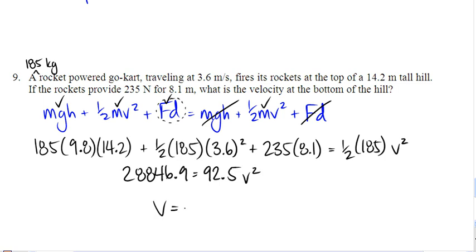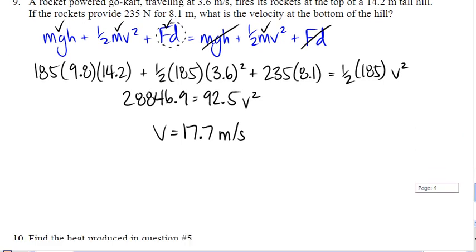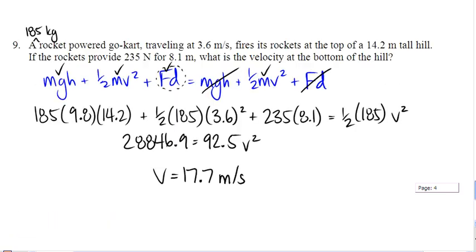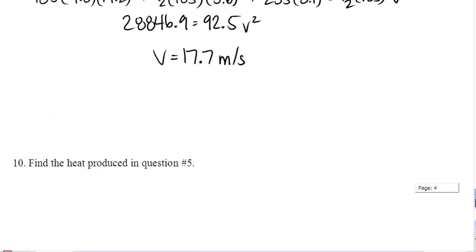Run yourself through a few more steps that I'll skip. 17.7 meters per second. So again, treat those conservation of energy questions as an elimination style question. List the whole thing, it takes 10 seconds, and then take out what you don't have.